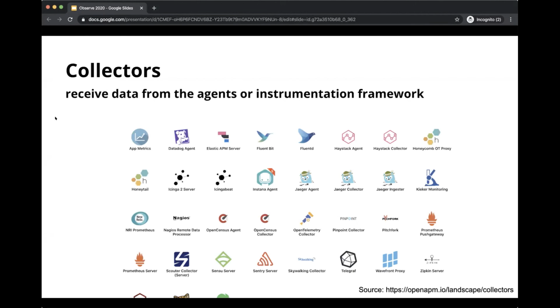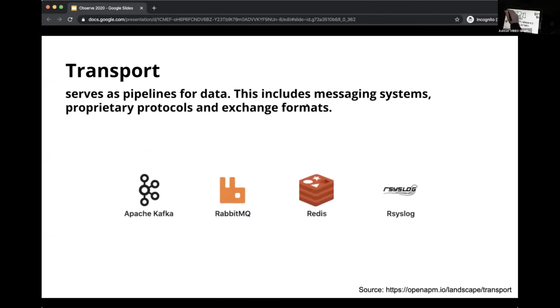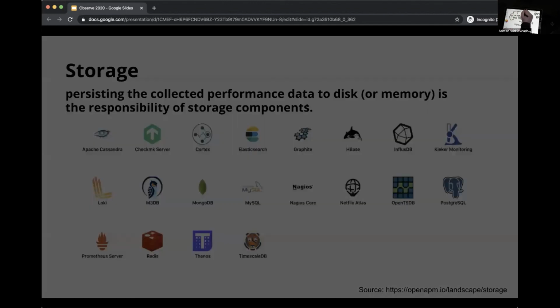Collectors are mainly how we receive data from the agents and instrumentation framework. Depending on the type of collector, your performance data enhancement and modification is also possible inside a collector. So collectors have different responsibilities to expose the same data access API, configuration agent, or user interface from stored data. And then transport, we have like our Kafka, RabbitMQ, and Redis, and rsyslog.